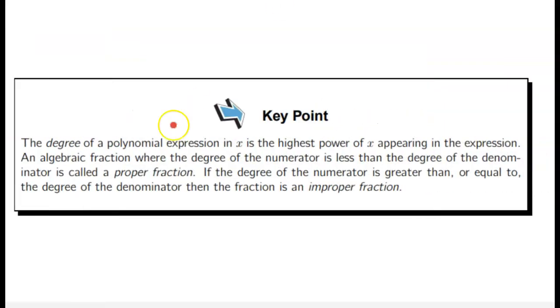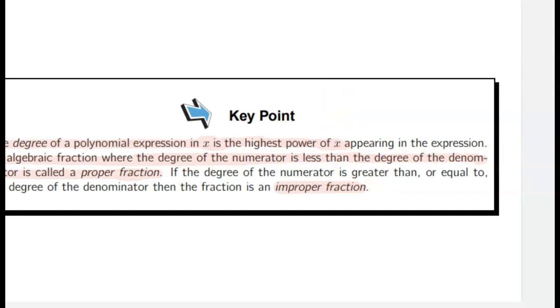Okay. Now there is a thing called the degree of a polynomial, which is the highest power of x. So if I write x cubed plus 7x, the highest power is x cubed, and the degree is 3. If we got an algebraic fraction where the degree of the numerator is less than the denominator, this is known as a proper fraction. And if the degree of the numerator is greater than or equal to the degree of the denominator, it is known as an improper fraction. If we got improper fractions, we need to convert that into a proper fraction, and then we need to work from there.